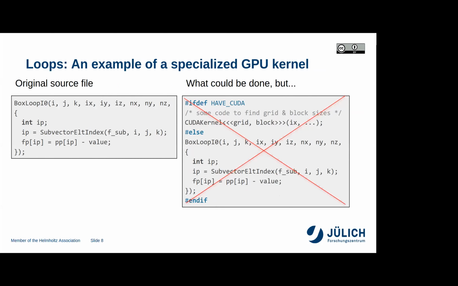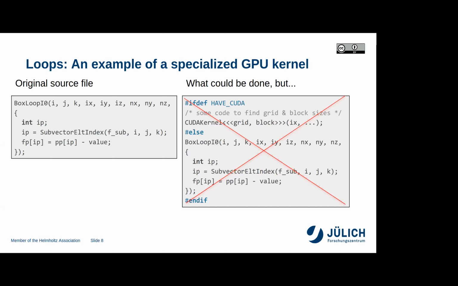And here on the left-hand side, you see a typical example of a loop over the grid cells from ParFlow. And by loop body, I refer to the contents within the curly brackets. And this loop body is passed as an argument for the preprocessor loop macro. And this argument can be hundreds of lines of code, for example. And on the right-hand side, there is a specialized GPU kernel call example.